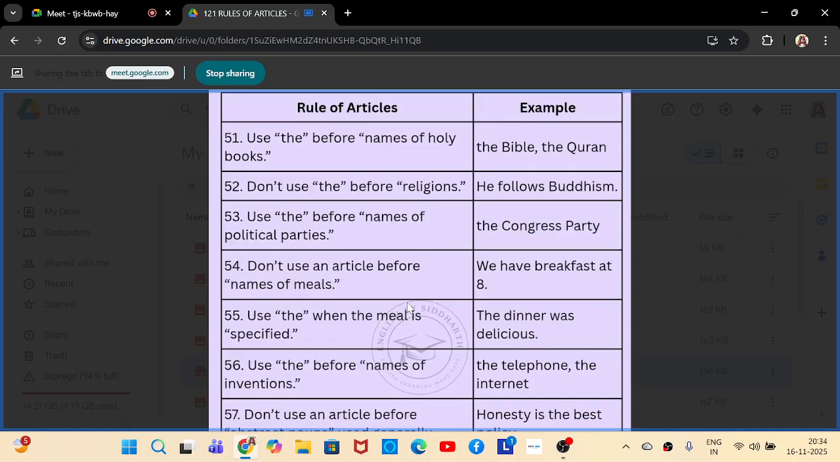Similarly, if someone belongs to the Christian religion, you can say she is a Christian. He is a Christian. You can say a Christian. He is a Christian, so he cannot enter temples. That's fine. You can use that, but the is not needed.